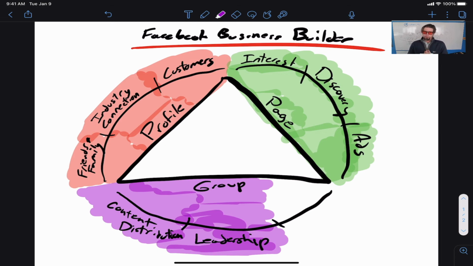So when you're building a brand for your company and you as a leader within your company, Facebook groups are a great place to develop leadership.